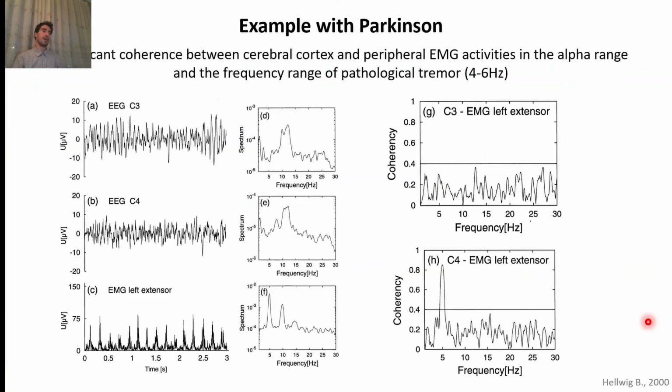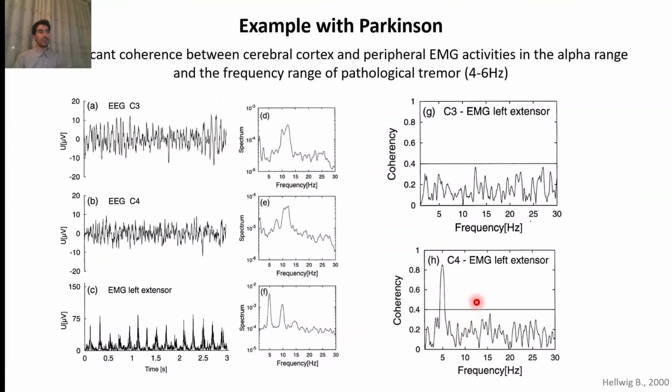Now let's see an example with Parkinson. Here in this study, Helwig discovered that there is a significant coherence between the cerebral cortex and the peripheral EMG activities in the alpha range, but also the frequency range of the pathological tremor. And you can see this beautiful C4, which is contralateral to the EMG of the left extensor of the wrist, centered at 5 Hertz there.